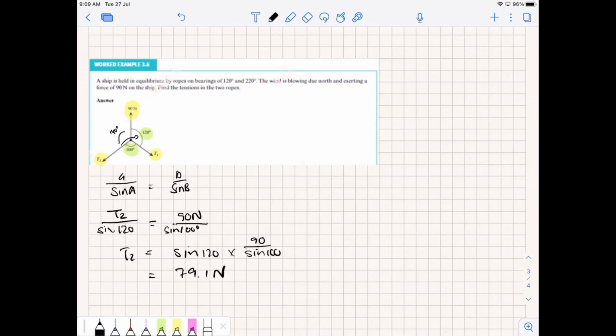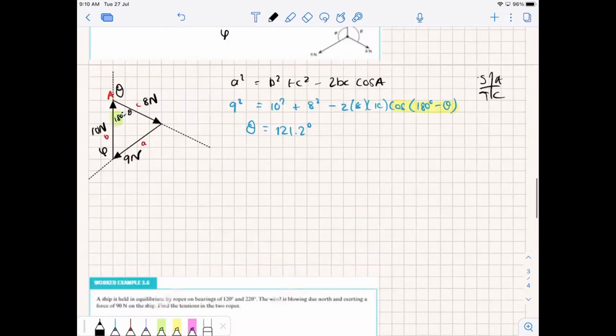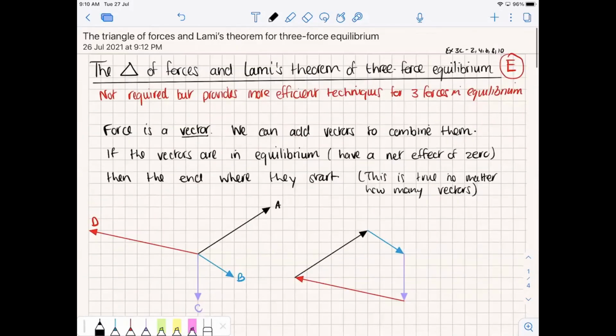Right? And T1, we could do exactly the same. T1, right? The angle across from T1 is that angle we worked out of sine 140 degrees, right? And we can use that 90 over sine 100 again. Right, that's going to give you 58.7 newtons. So a much simpler way of resolving forces, right? But very importantly, remember they must be three forces in equilibrium.